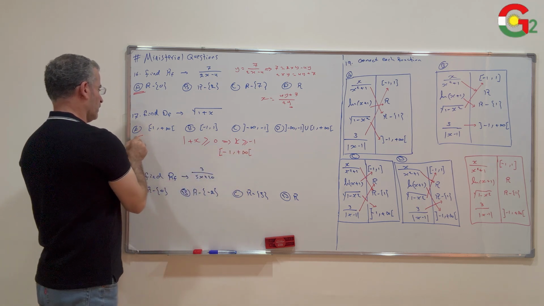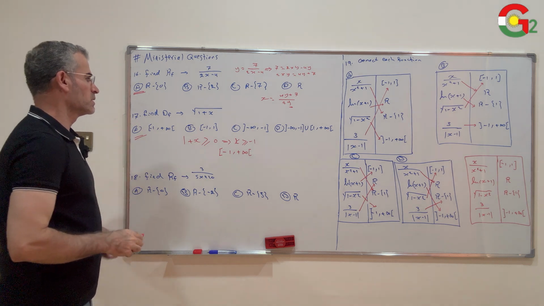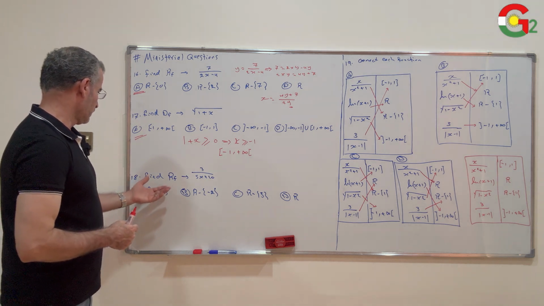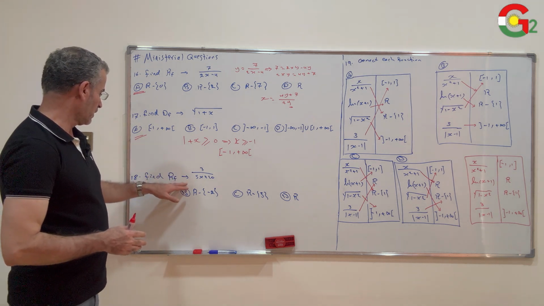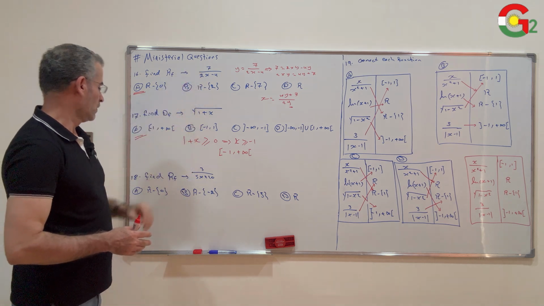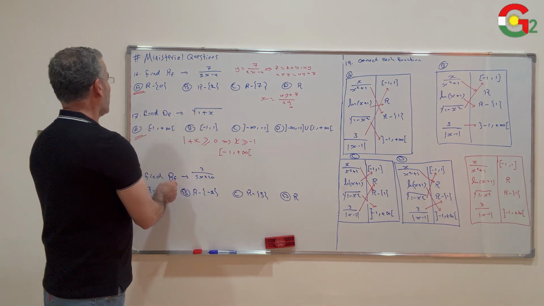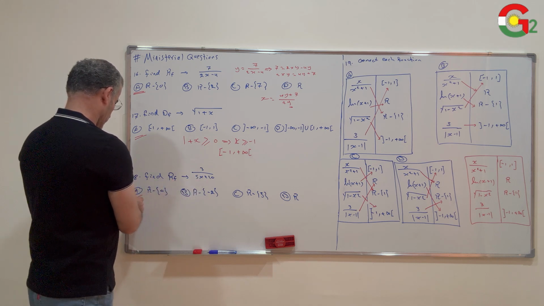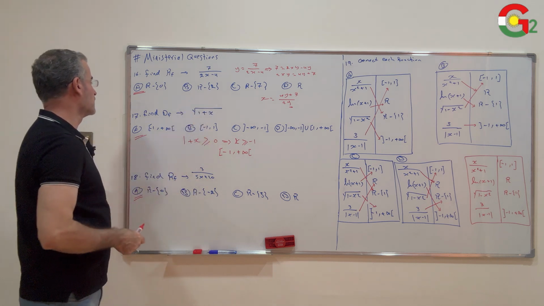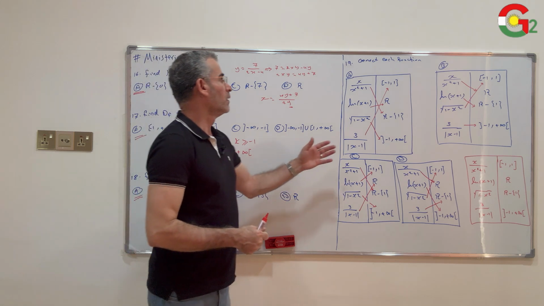Negative 1 to positive infinity is choice A. Find the range of the function. This question is the same as 16. It is R except 0, the same steps as in 16.